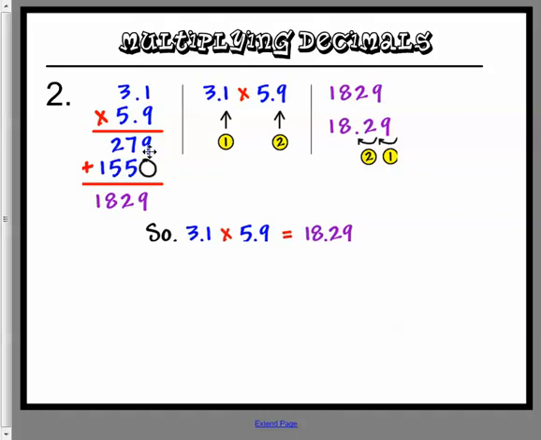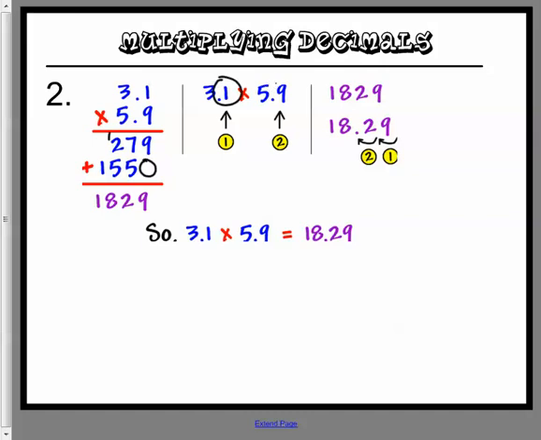Now let's add them. 9 plus 0 is 9. 7 plus 5 is 12. 2 plus 5 is 7. Carry the 1 from this one, so it's an 8. And then our 1 here. So 1,829. Now let's examine our decimal points.